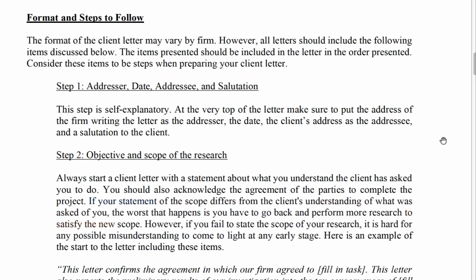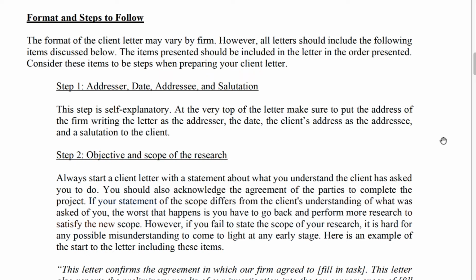I have 7 steps, and there might be additional steps depending on if you're taking a tax research or writing class, but these are the ones I go through. I have the 7 steps that every client letter should possess, and you want to do these in order from the top to the bottom of a client letter, okay?